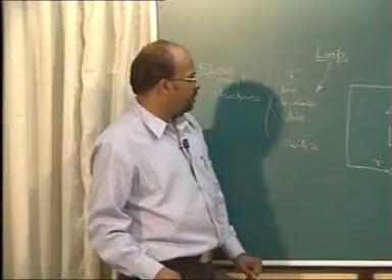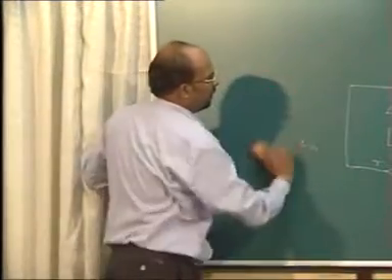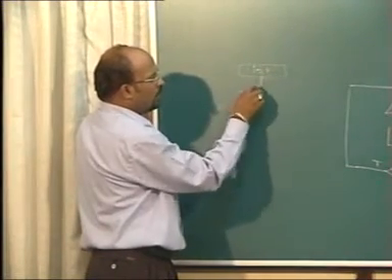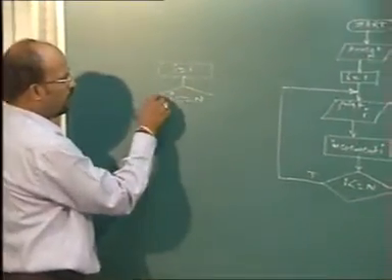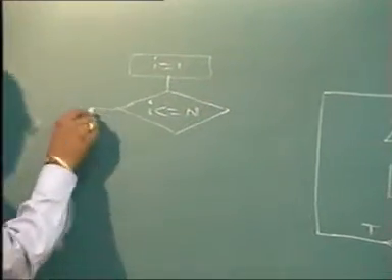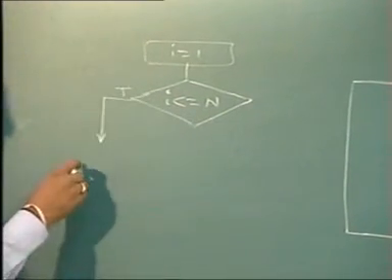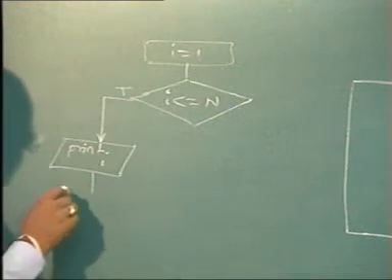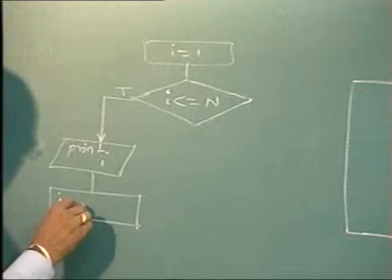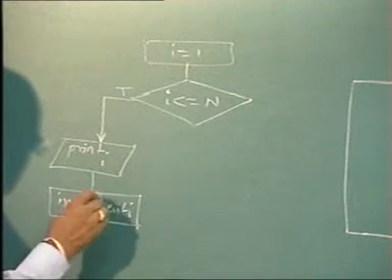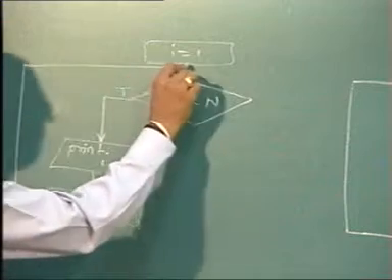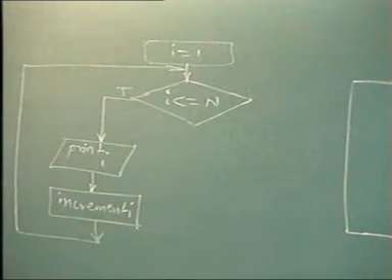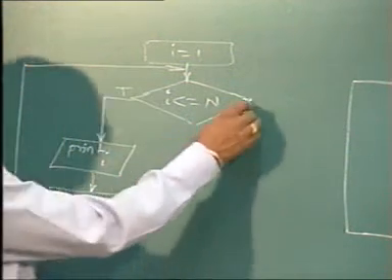The other type that I can show you, another part of the flow chart, is after I equal to 1, I will put a condition: if I is less than or equal to n. On true, I will say print I, then I will say increment I, and after incrementing I should again check whether I is less than n. If yes, print it. On false, stop.